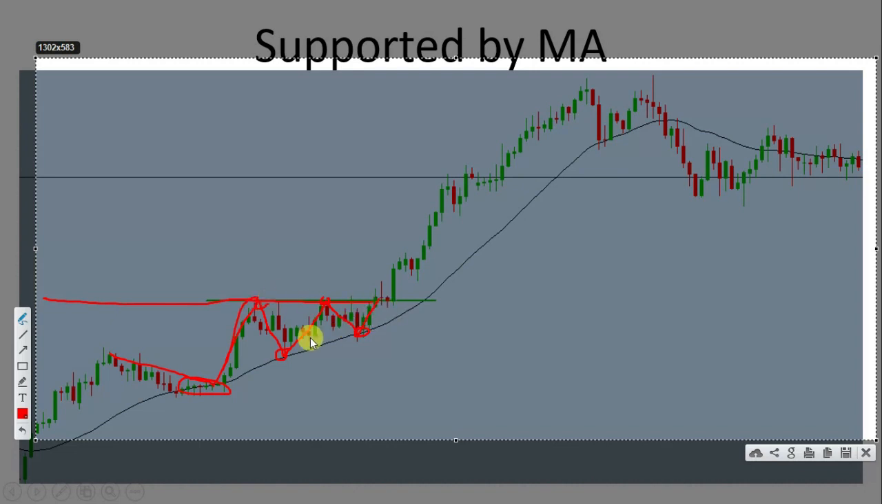Finally, if you check, this is also a triangle, sorry, an ascending triangle. If you check this area, it is something like an ascending triangle, and it broke this level finally, but it never came back to this area because the market is moving, and the moving average is also moving. So again it got support from this level.